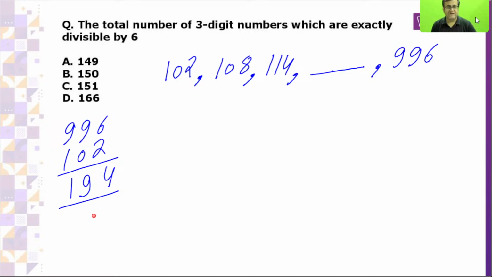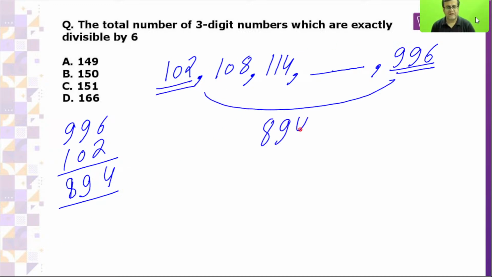Now, if you are getting 894, then divide by 6 and add 1 into that. That will give you the right answer. First of all, you will have to find out the gap. First and last, subtract these two. You are getting 894. Divide by 6. 6 ones are 6, 6 threes are 18, 6 fours are 24, 6 nines are 54. You are getting the value. Add 1 into that. That will give you the right answer.